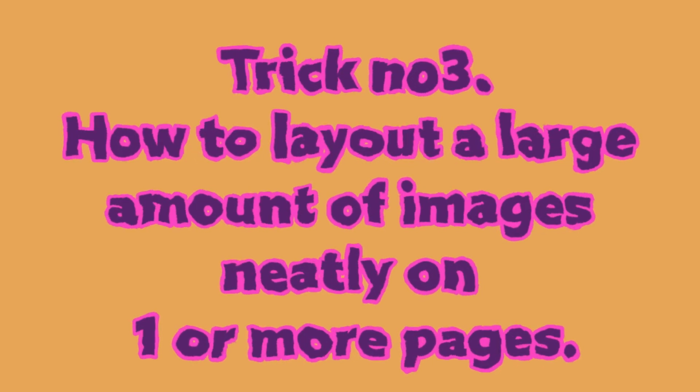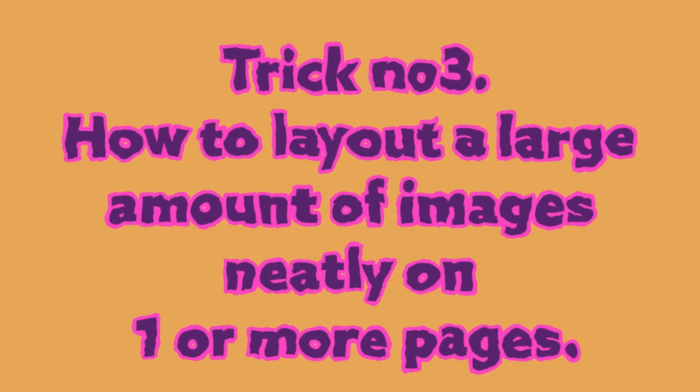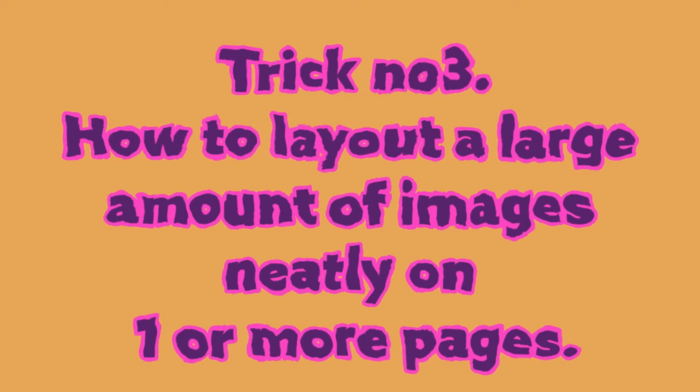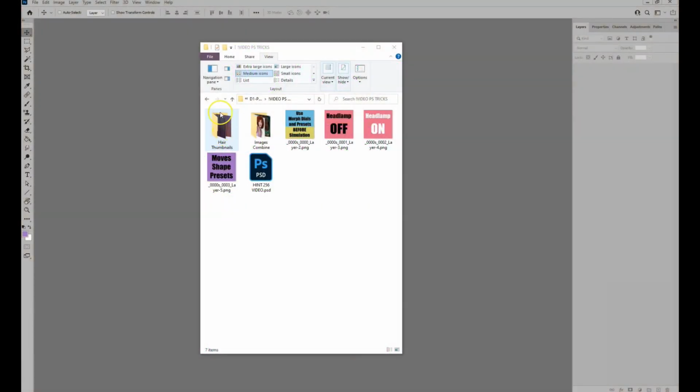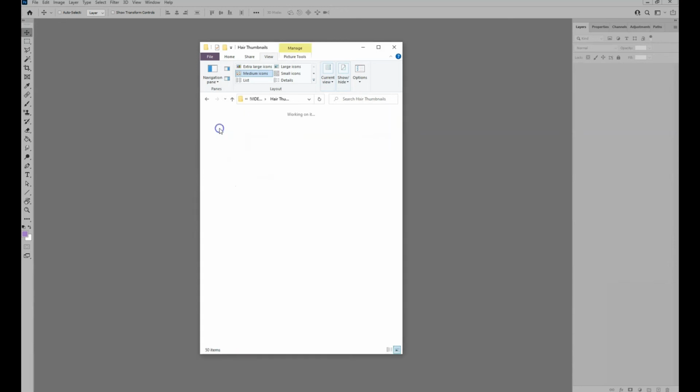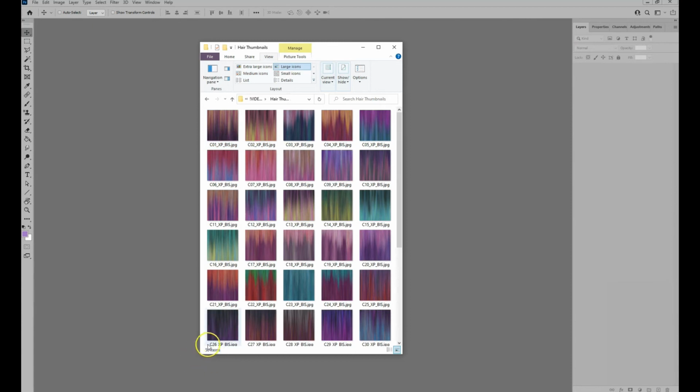So for example, when I create a hair model, I make a lot of color options and I want to give an overview of every option in my promo. First I make a folder with all the thumbnails, 50 thumbnails for this demonstration.